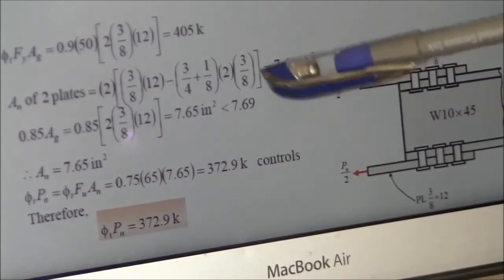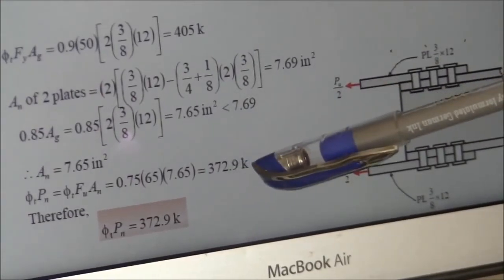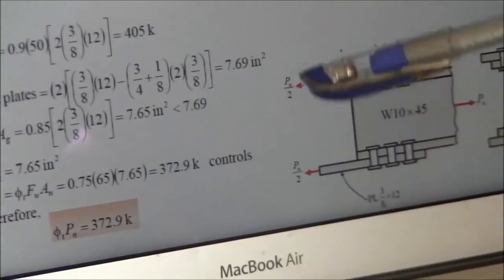So the design strength is always the lesser of the two. We get 405 in yielding and we get 372.9 in fracture. So this is the design strength of the two connecting plates.